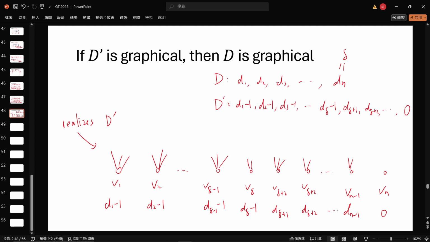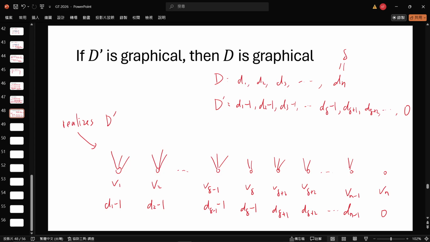And our goal is to show that the original degree sequence is also graphical, which means we have to create a graph such that the graph realizes the original degree sequence. All right, so the question is how. How can we create such a graph that can realize the original degree sequence?